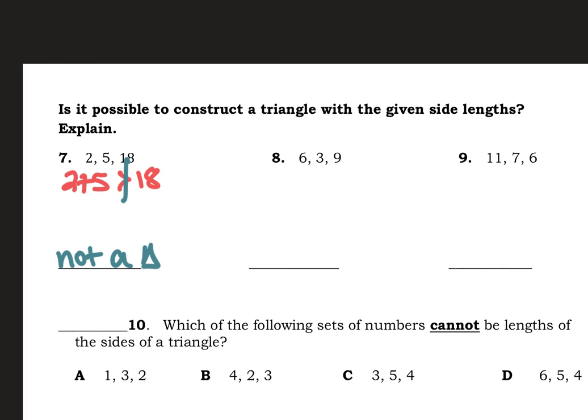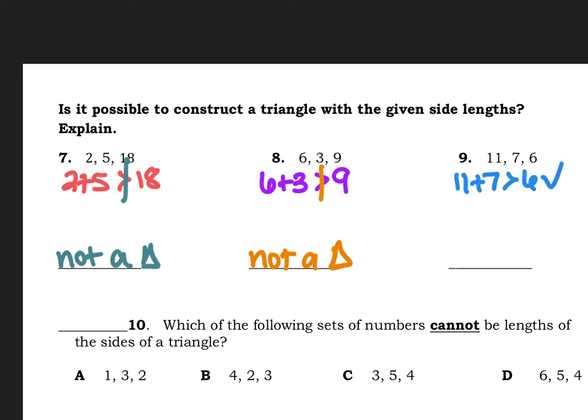All right, let's try the next one. Do the same thing. 6 plus 3, is that greater than 9? No, that's actually equal to 9. Can it be equal? No, not a triangle. All right, let's try the third one. 6 plus 7, is that greater than 11? Yes. And then we'll do 11 plus 6, is that greater than 7? Yes, so this one's a triangle.